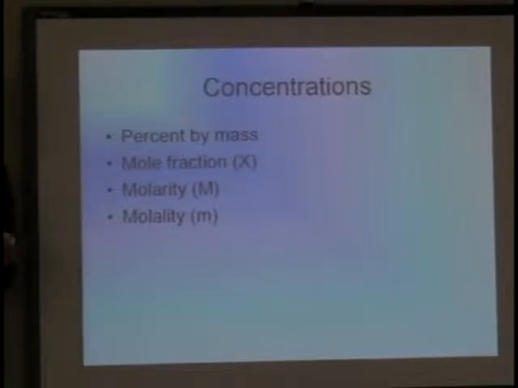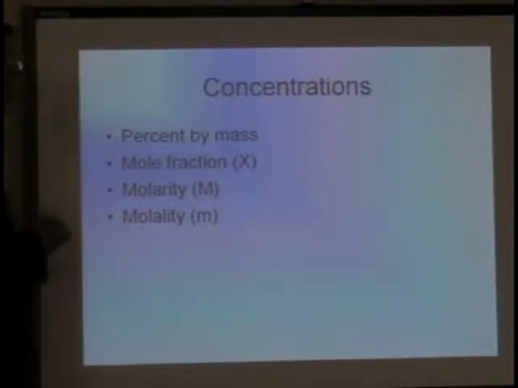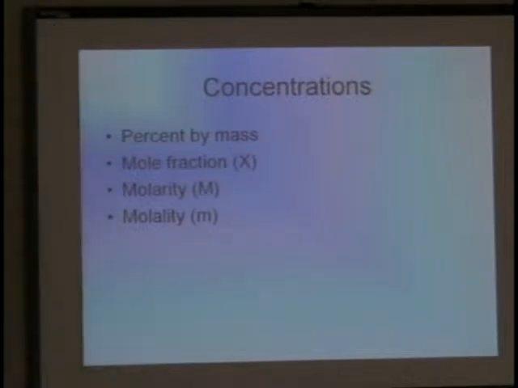There are several different concentration units that we talked about in this chapter as well. The first one was percent by mass. This would be the mass of the solute divided by the mass of the solution. The second one is referred to as mole fraction. This would be the moles of the solute divided by the total moles of the solution. Molarity, which is our most common one, which is the moles of solute divided by liters of solution. And finally, molality is going to be the moles of solute divided by kilograms of solvent.